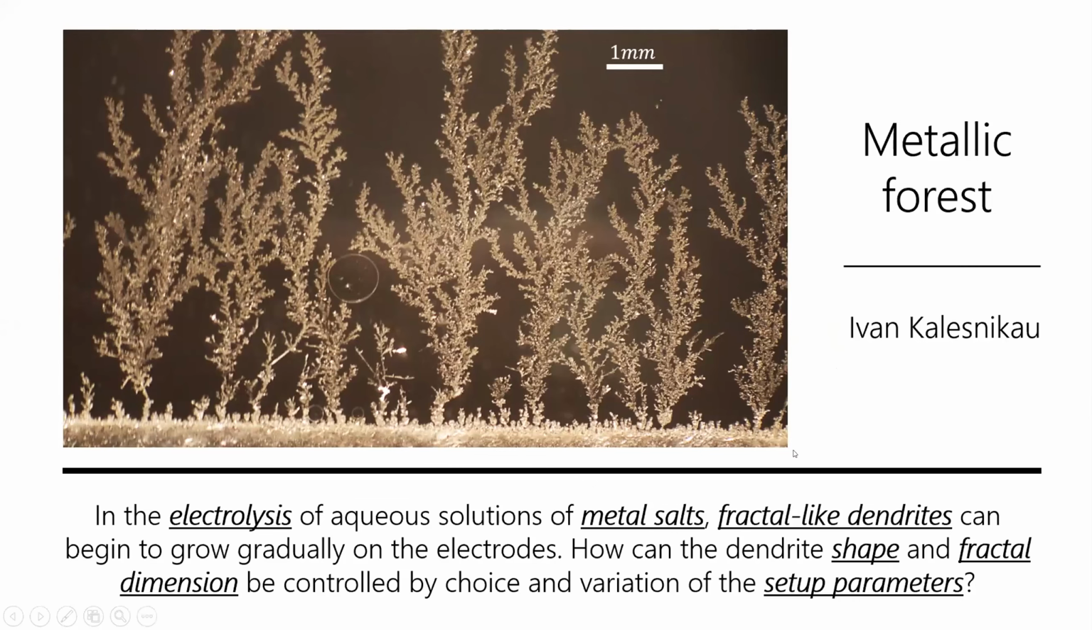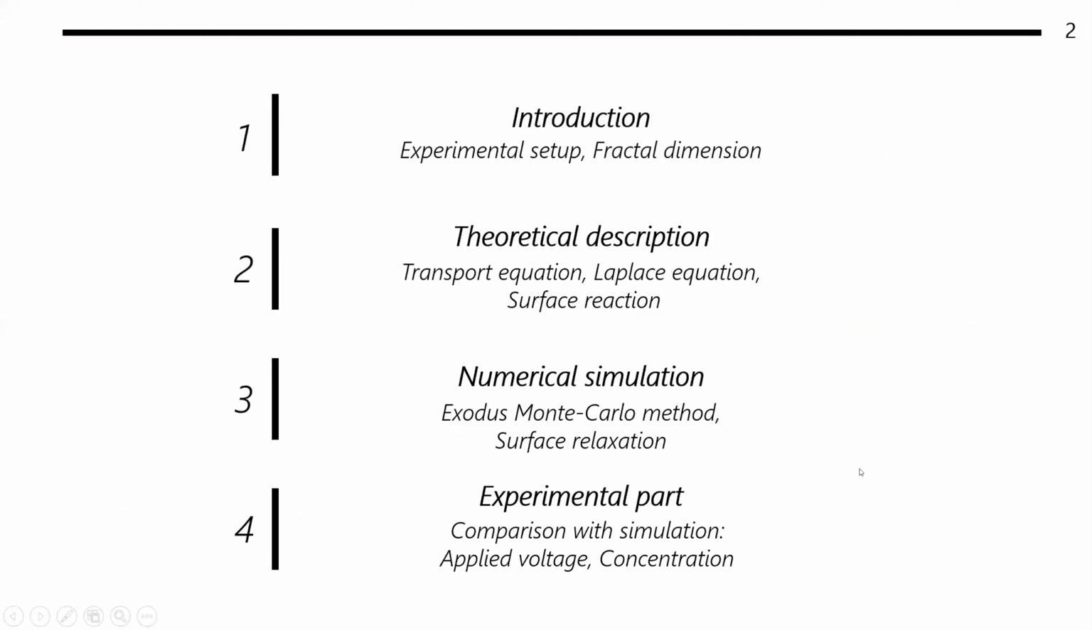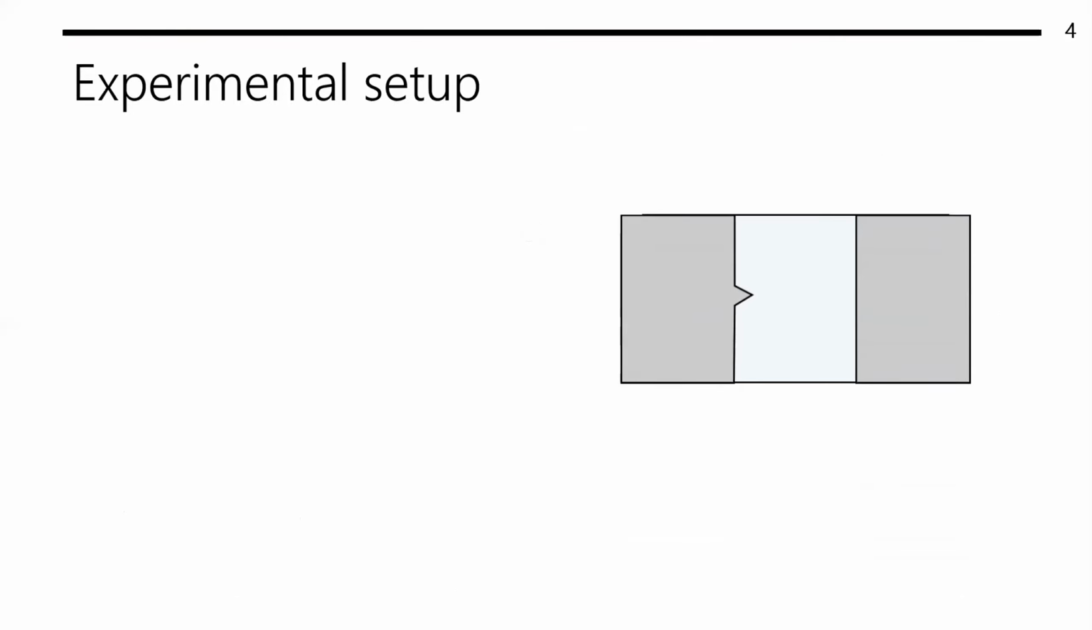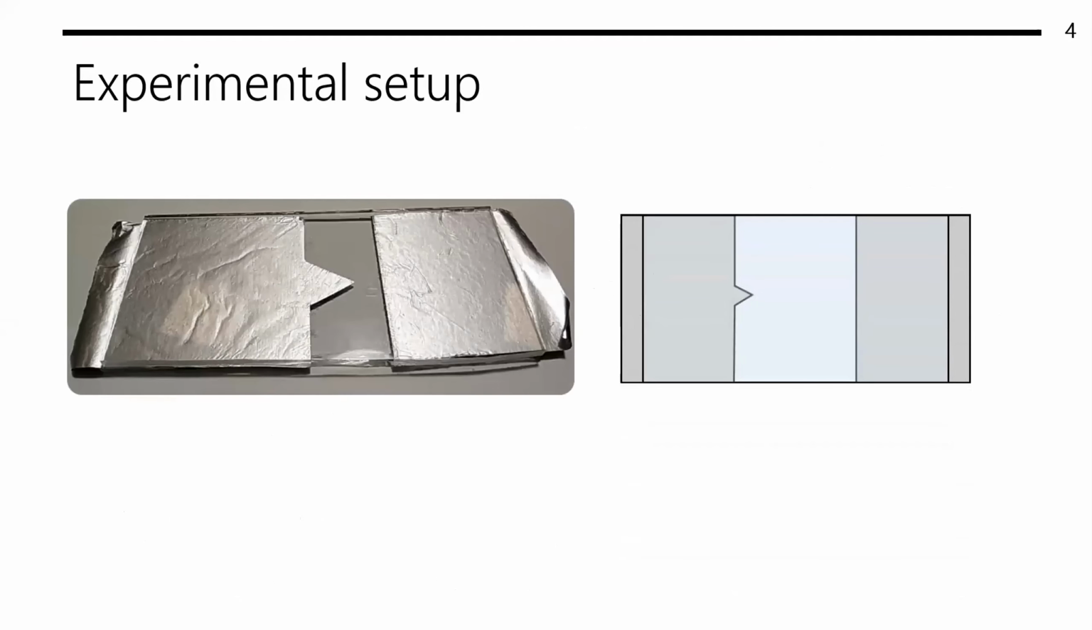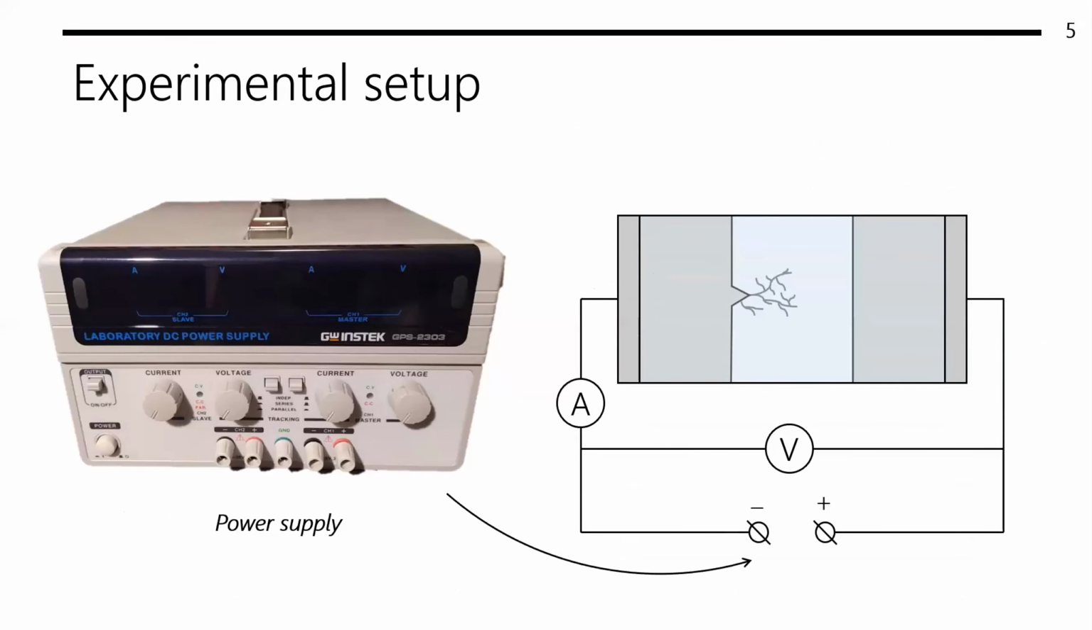So here you can see the overview of the report, and I'm starting with the introduction to my experimental setup, which consists of a piece of glass, which was covered with two pieces of silver foil with a thickness of about 20 microns, with a silver nitrate solution in between. And then it was also covered with another piece of glass to form a sandwich-like structure shown on the left. Then the foil was connected to the power supply through the voltmeter and ammeter to track the voltage and current in the system.